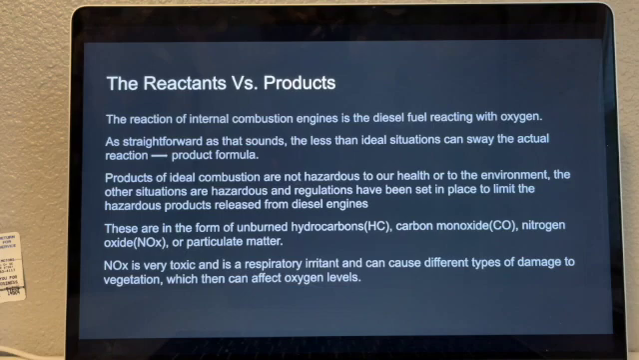The other situations are hazardous, and regulations have been set in place to limit the hazardous products released from diesel engines. Products of less than ideal combustion reactions are in the form of unburned hydrocarbons, carbon monoxide, nitrogen oxide, or particulate matter. Nitrogen oxide, or NOx, is very toxic and is a respiratory irritant to humans and other animals, and can cause different types of damage to vegetation, which then affects oxygen levels, and this is through the ozone.